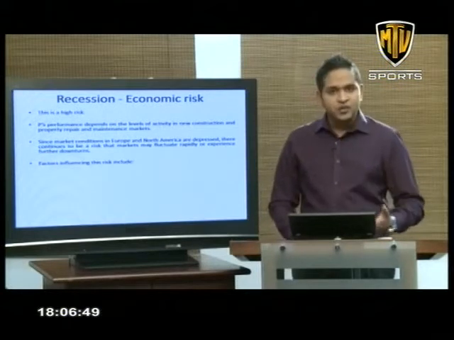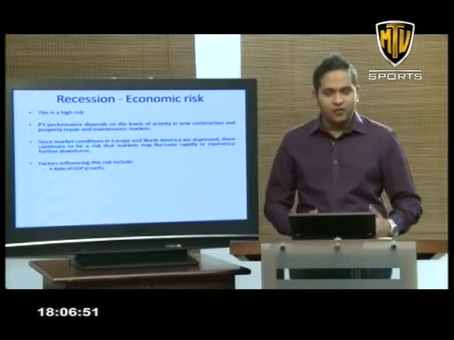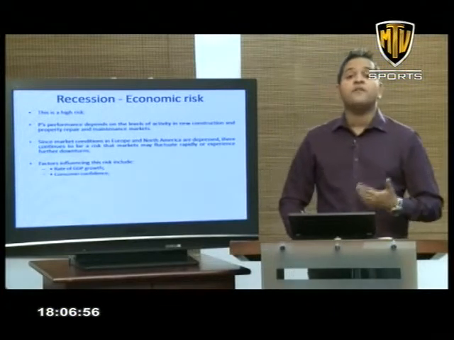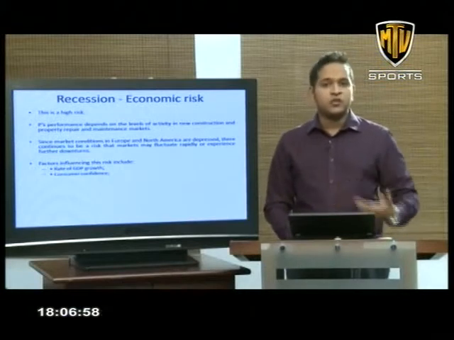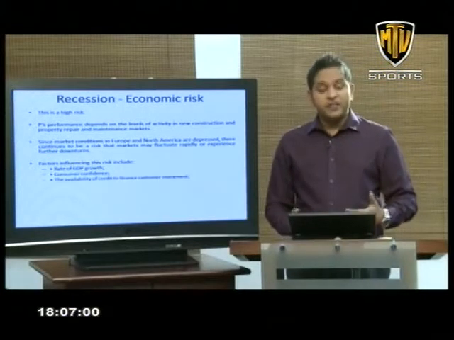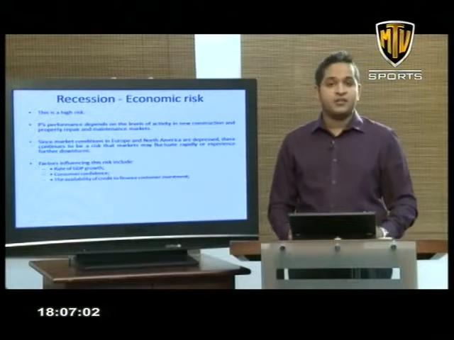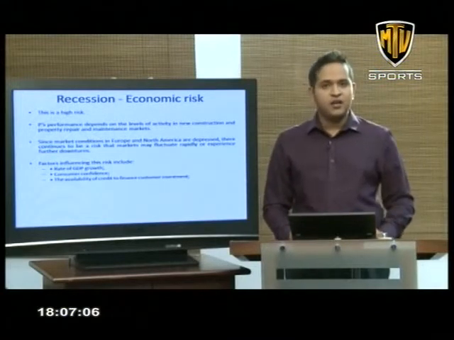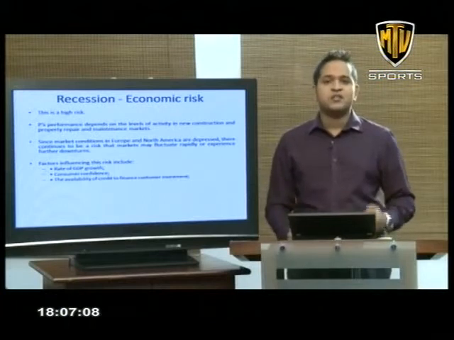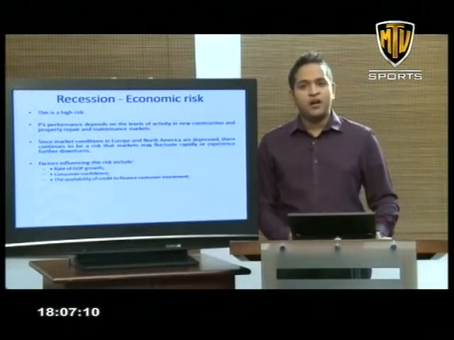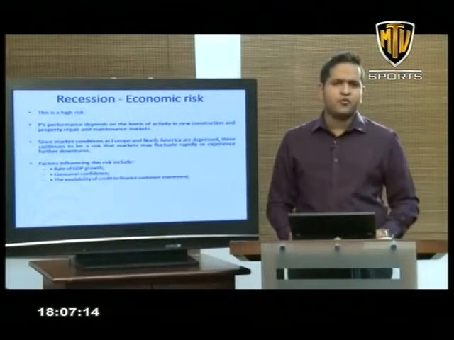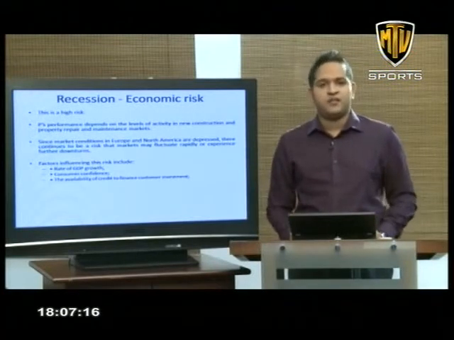Factors which could influence this risk, these are a few economic theories. Again, the rate of GDP growth and consumer confidence will come through the economic developments as well. The availability of credit is another factor. The interest rates, how high or how low they are, and obviously you all know, the lower the interest rates, the more tendency there would be for people to borrow.